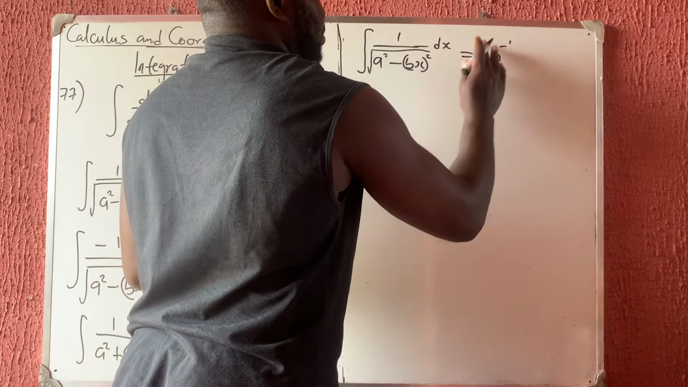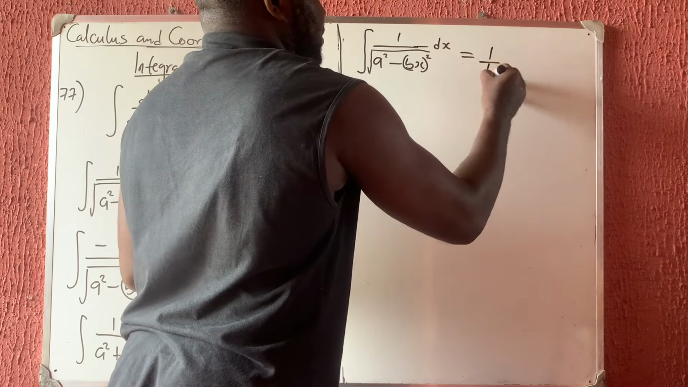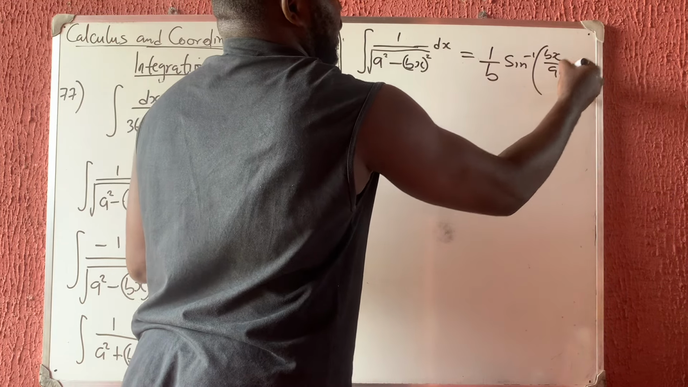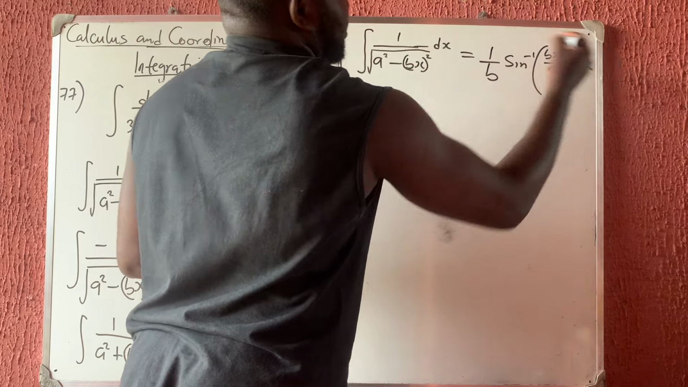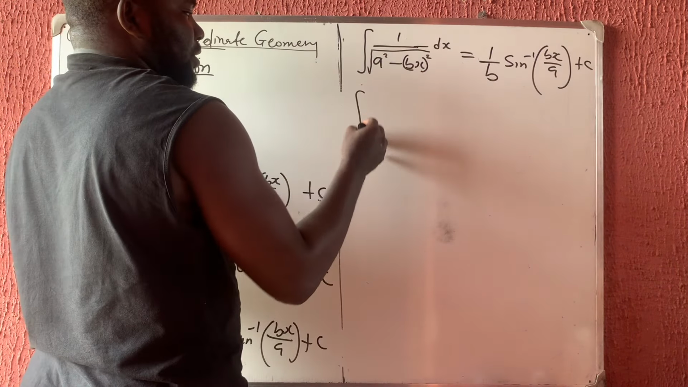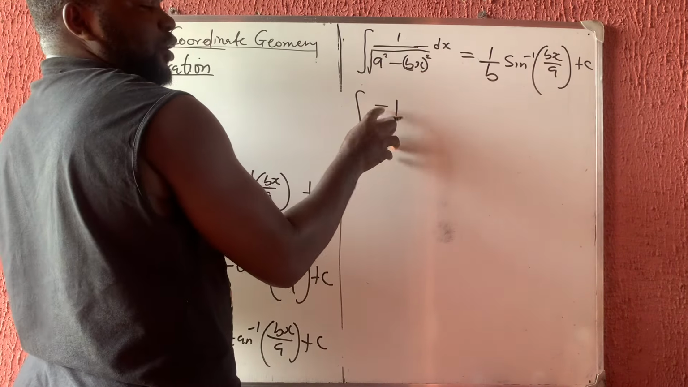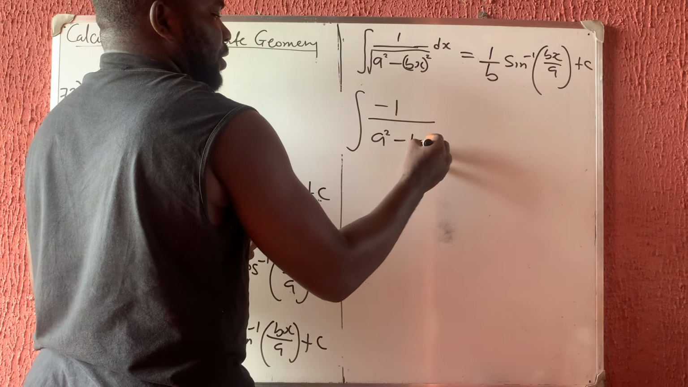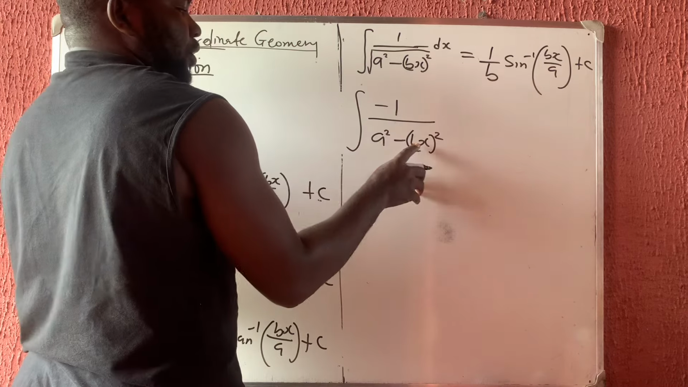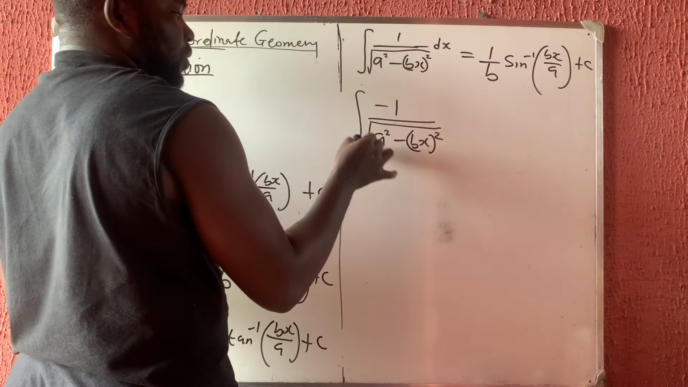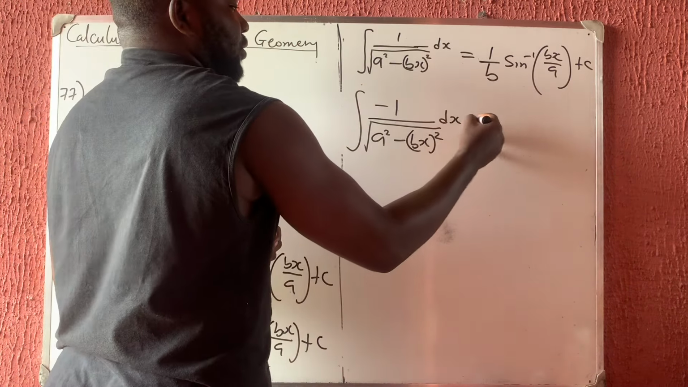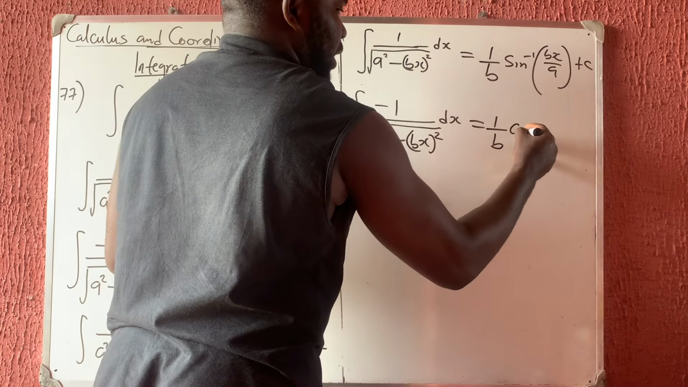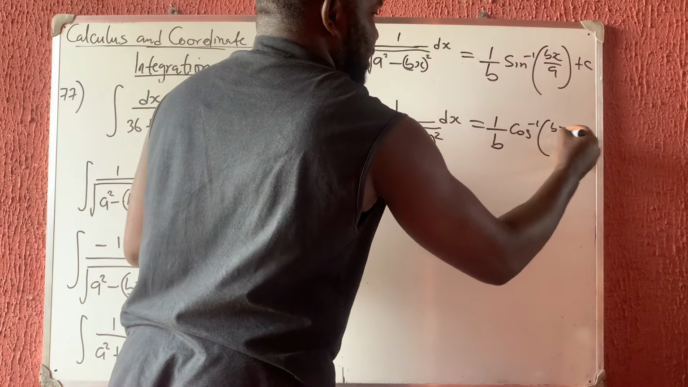So sine inverse, and before the sine inverse, we always have 1 over b, please. 1 over b, then sine inverse of that bx over a. Okay? bx over a plus a constant. Now, we have the integral of minus 1. Because of this minus, it shows that it's going to be cos. And I'm going to have a squared minus bx all squared. Because of this minus, it must be covered with square root. So this is equal to, because of this minus, I'm having 1 over b again. Then cos inverse of bx over a.